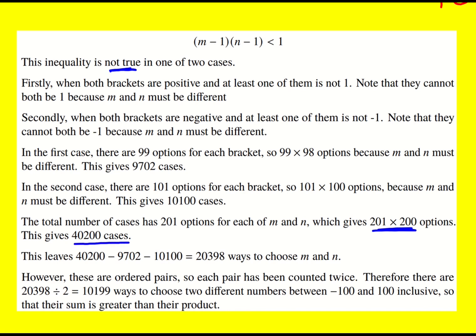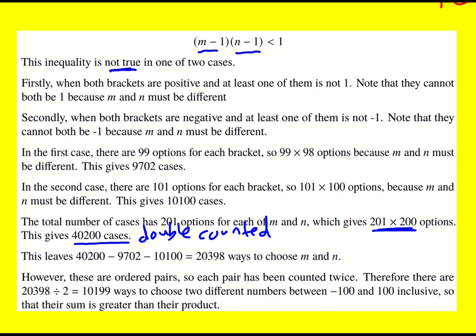You have to be aware, if you do it like this, that you've double counted, because you could go for 1 and 5 or 5 and 1, and that would give you the same situation. Then the solutions, they actually focus on the brackets rather than m and n like I did. So if both brackets are positive and at least one of them is not 1, then that would mean it's not true. Or when both brackets are negative and at least one of them is not minus 1.